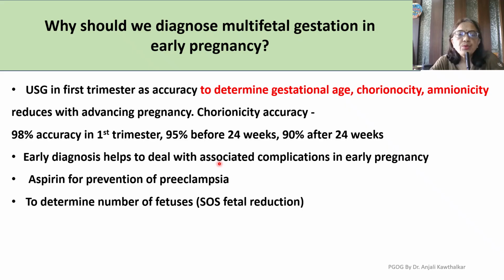Early diagnosis helps to deal with the complications associated with multifetal pregnancy. If aspirin is to be started for prevention of preeclampsia in appropriate cases, we can start it early. And sometimes we have to determine the number of fetuses and take a decision, if necessary, about fetal reduction. That is why we should be diagnosing multiple gestation in early pregnancy, preferably in the first trimester.